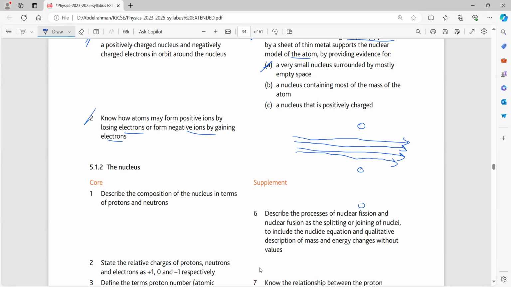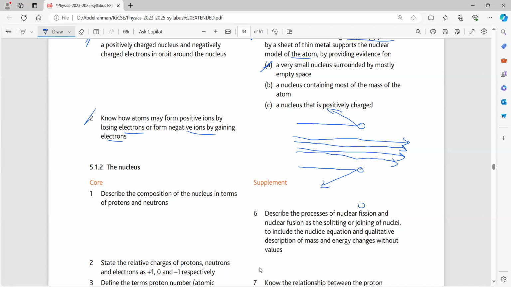Then some of the alpha particles deflected with almost a 180-degree deflection. Some of the alpha particles hit and then rebounded back. When they rebound back, this means that there is a heavy object in the center.